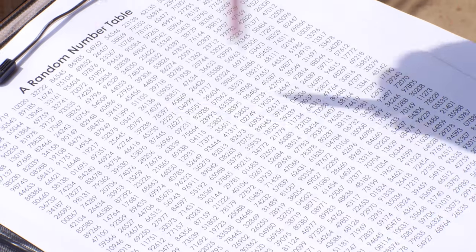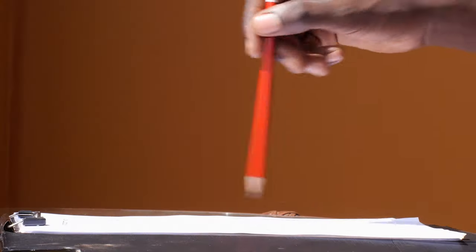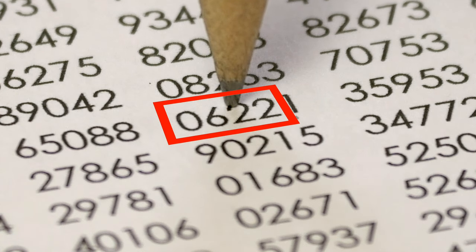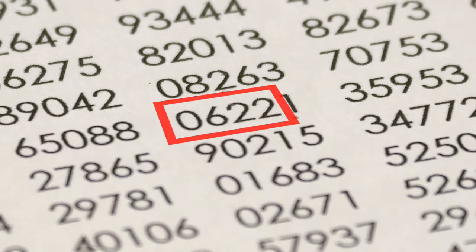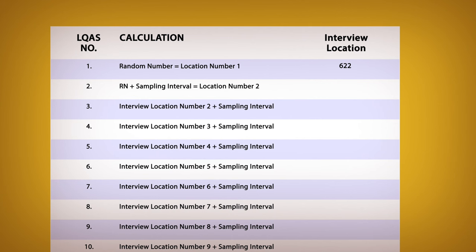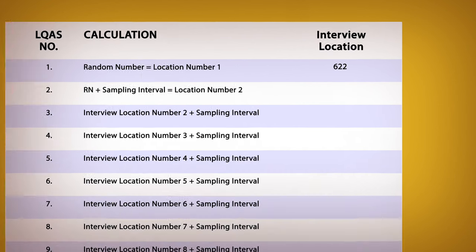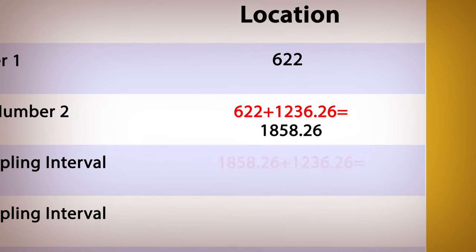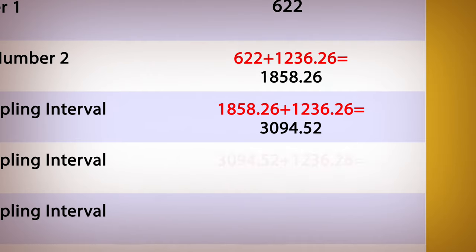So if the interval is 1,236, you choose a random number between 1 and 1,236. Then in the second table, enter that number as your starting point. This is the location of your first interview. Then add your sampling interval, including the decimal, to the random starting point. This will give you the next location. And again, and so on.